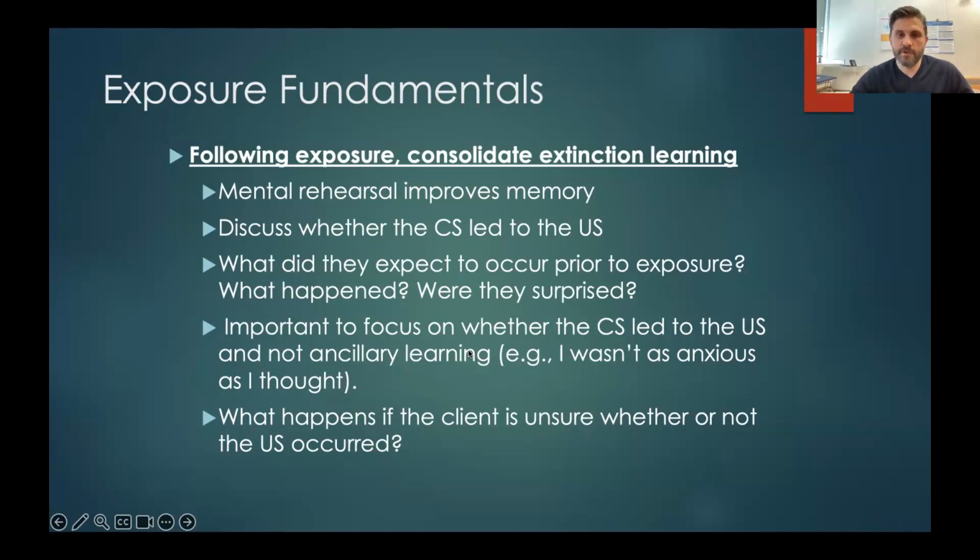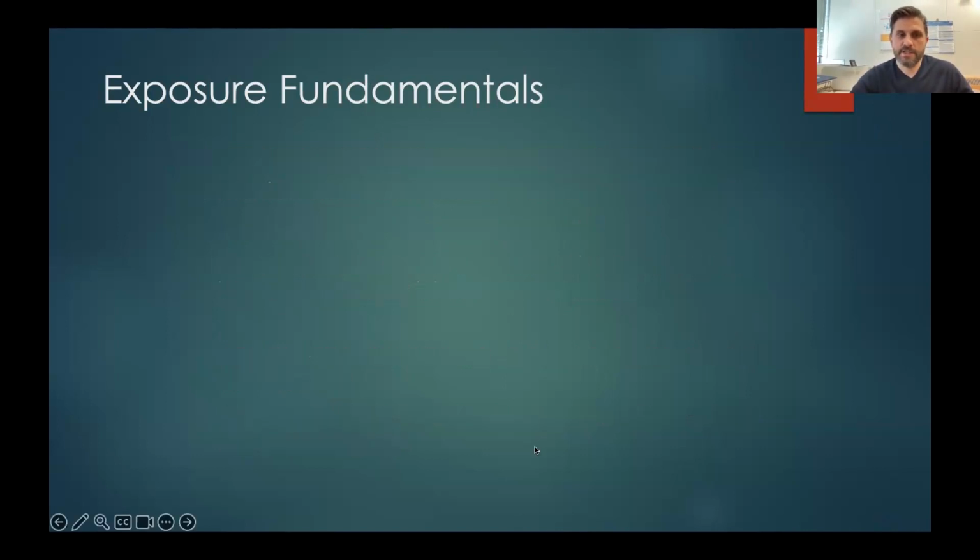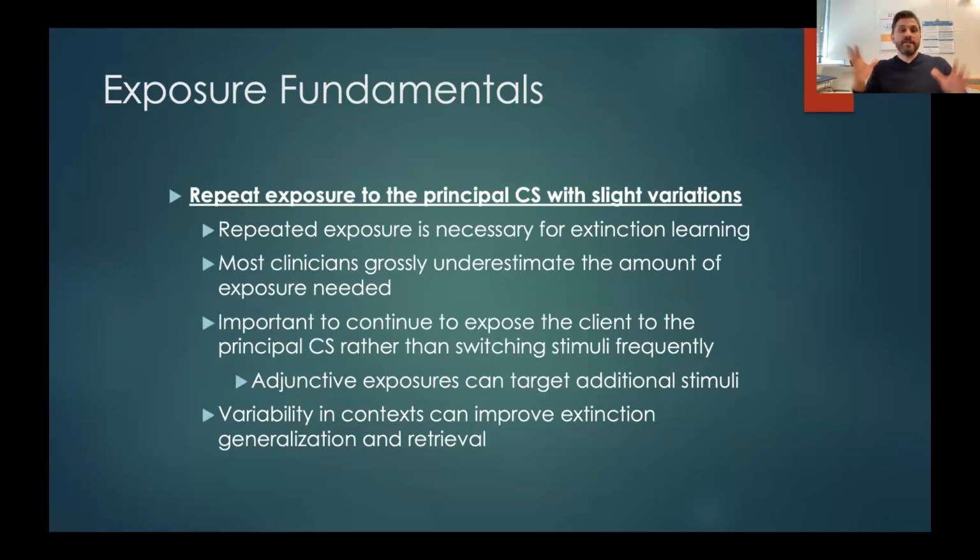So, fundamentals of exposure. Continuing. One of the things then, once we've done this, is we want to repeat exposure to the principal CS, the thing that is most predictive, with slight variations as much as possible. One of the things is that repeated exposure is really necessary for extinction learning. When you look at the basic literature drawn from animals, I think the human literature is getting this wrong a little ways, but you need tons of extinction to counteract original conditioning.